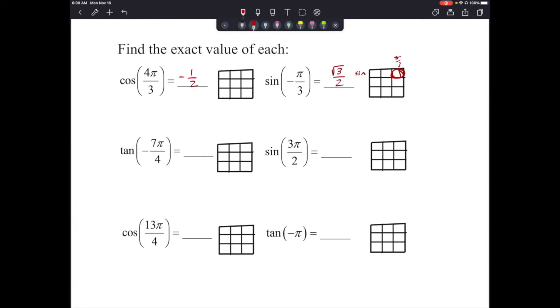And now what I also have to think about is what quadrant is negative pi over 3 in? Well, when we know that we've got our 4 quadrants, if we went backwards, pi over 3 would be down here in the 4th quadrant. So remember, the only positives down here would have been our cosine values. So since we're doing sine, we know this is a negative radical 3 over 2.